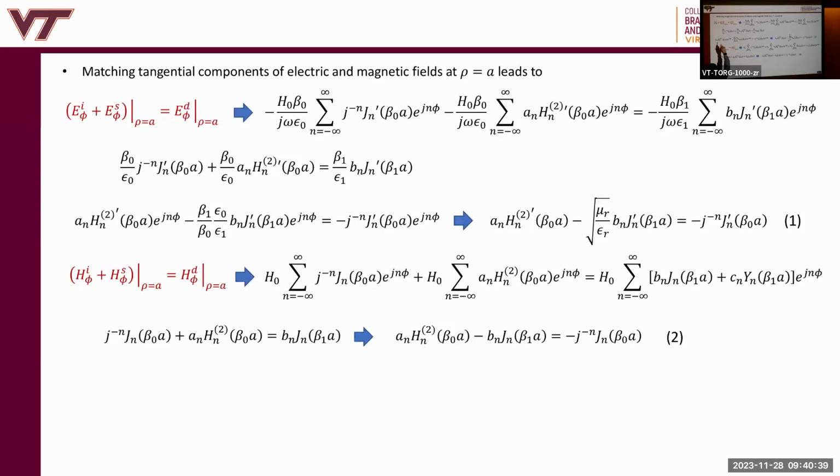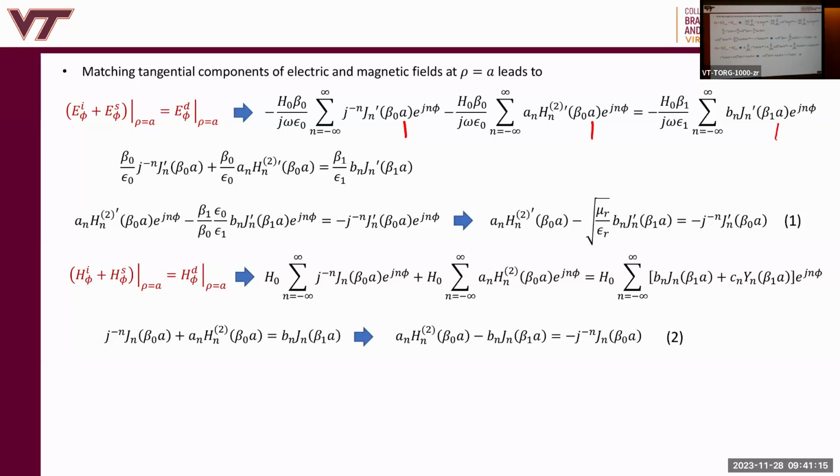So E phi incident plus, this is wrong. Let me fix that later though. E phi incident plus E phi scattered evaluated at rho equal to A. That puts you on the surface, is equal to E phi dielectric evaluated at rho equal to A, right? Okay, so we write E phi incident evaluated at A, and E phi scattered evaluated at A. That's equal to E phi dielectric evaluated at A, right?